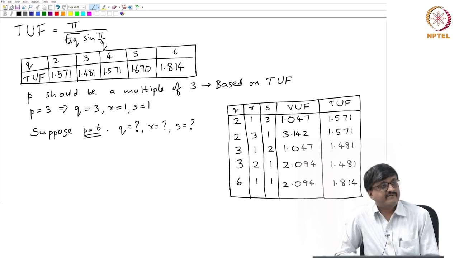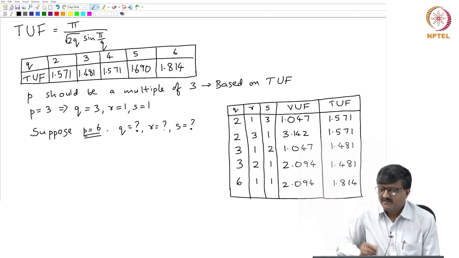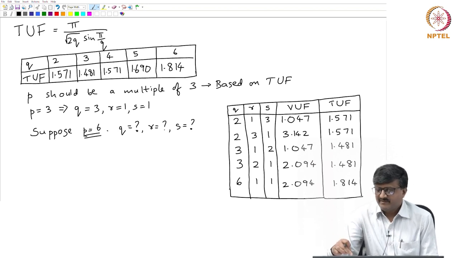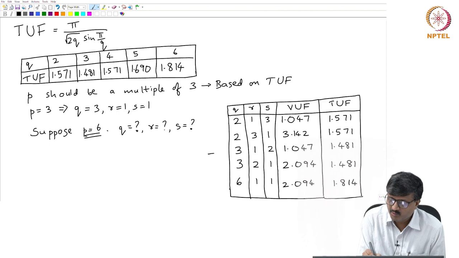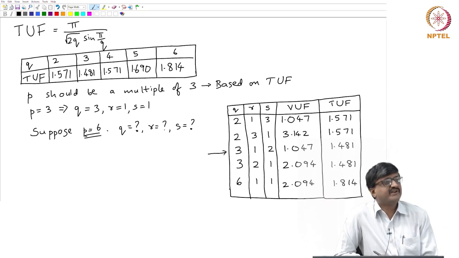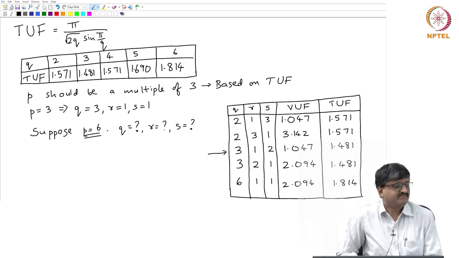Now, if you look at the transformer utilization factor, that is the last column, again there are two cases in which TUF is minimum. The minimum value 1.481, there are two cases. Now, the two cases for which minimize VUF are not the same as the two cases which minimize TUF, but there is one case with Q equal to 3, R equal to 1, S equal to 2, which minimizes both VUF and TUF. So obviously this is the best choice for Q, R and S for the given value of P, that is 6. Okay.